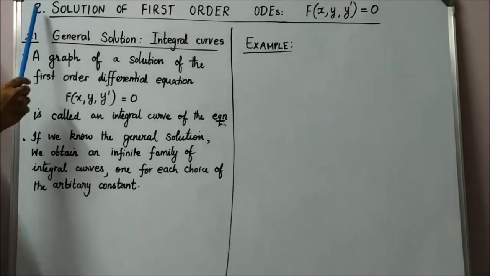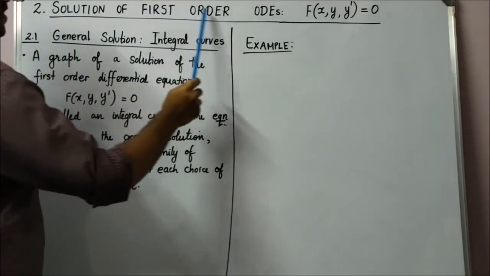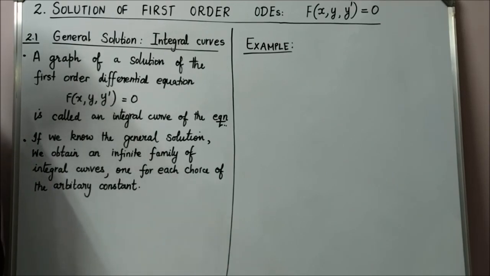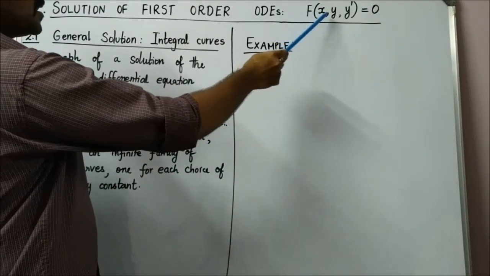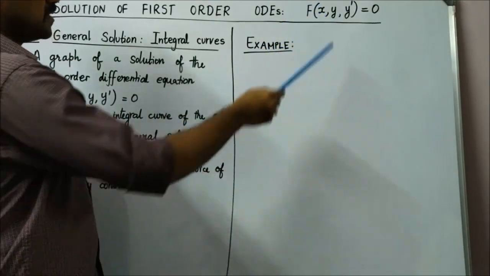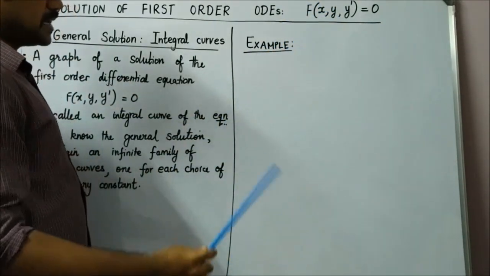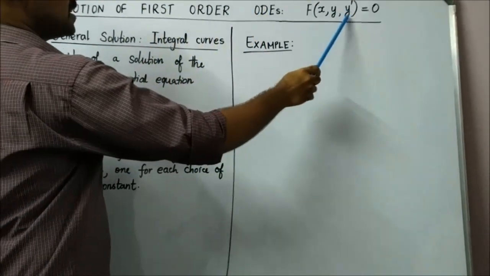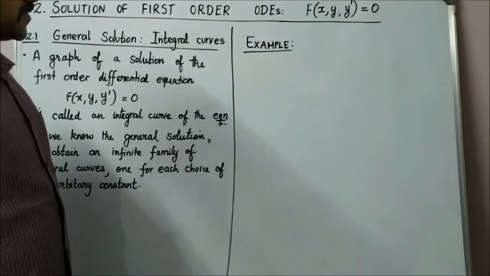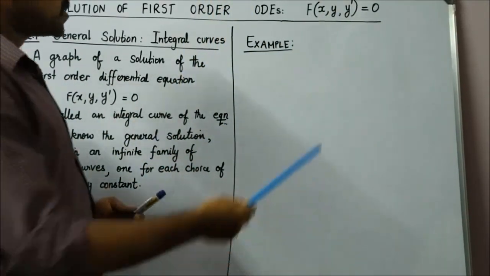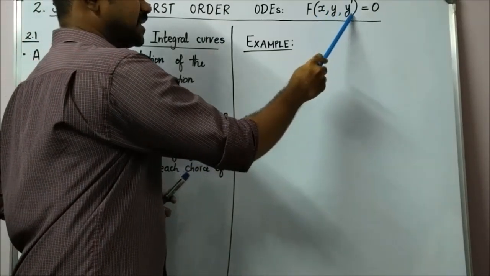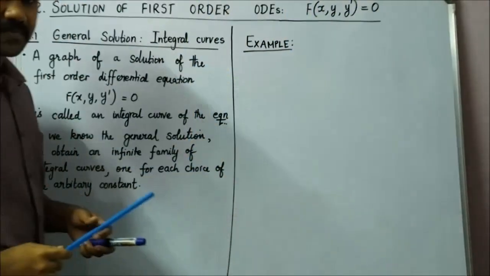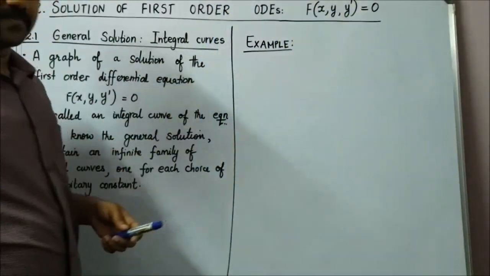We'll move to the second topic, which is solution of first order ordinary differential equations. If you write a general form for a first order ODE, it should be a function of x, the independent variable, y, the dependent variable, and now the derivatives of the dependent variable. Because it's a first order ODE, the highest derivative is the first derivative, so it stops there. So an equation which is a function of x, y and dy by dx is a first order differential equation. That's the general form of a first order equation.